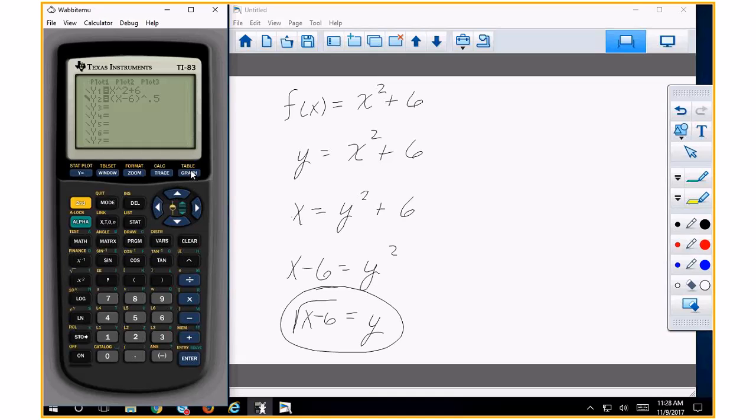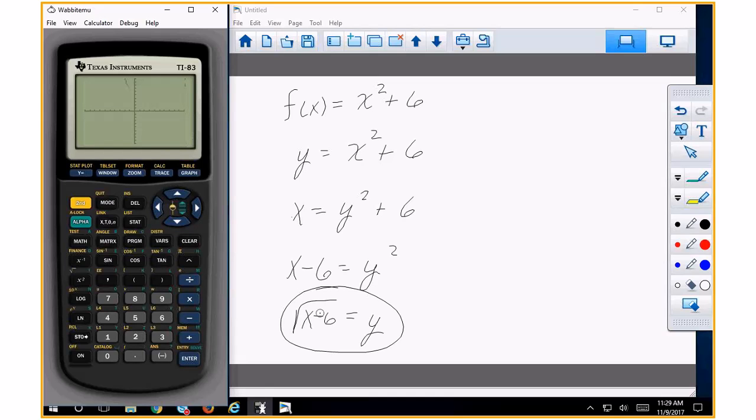And graph. And you see, there's that function, and then you'll see, there's that function. Let me go zoom fit. Well, see, that's what happens when you make up stuff. Anyway. You can see that it's 6 and 6.